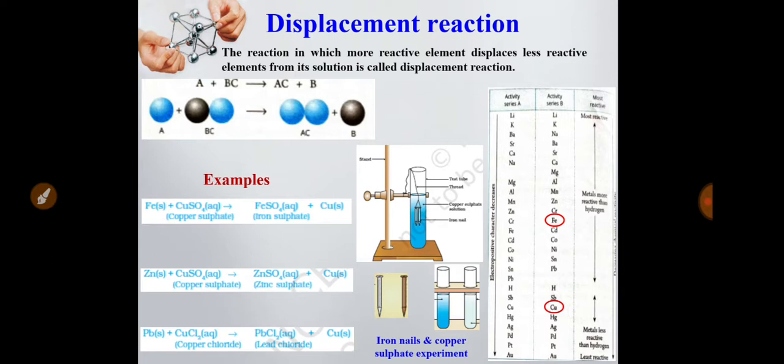And in the second one, zinc is in the upper side and copper is in the downside, so zinc is more reactive than copper. And in the third one, lead also is more reactive than copper because it is in the upside of copper. So from this reactivity series you can easily get an idea about the reactivity of the different elements.